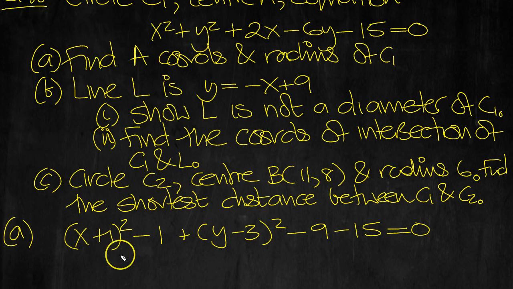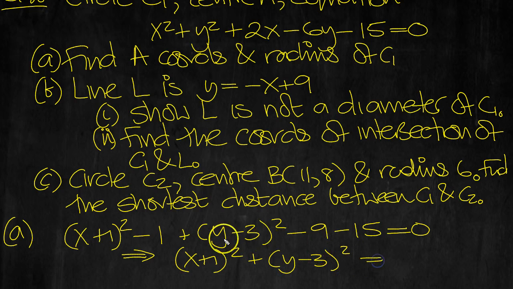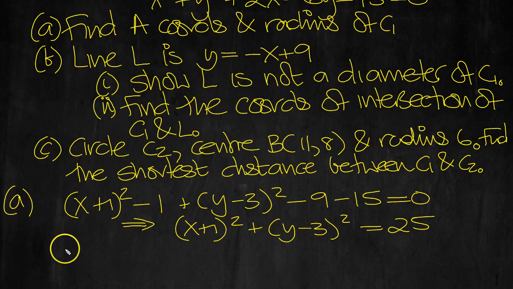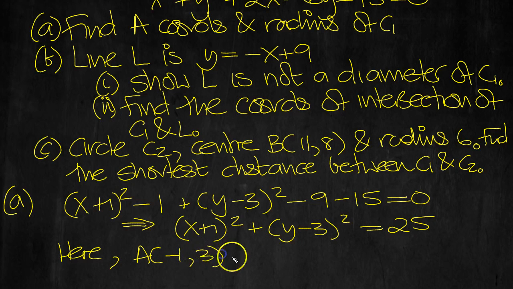So what have we got then? We've got x plus 1 squared plus y minus 3 squared equals minus 10 minus 15, which is minus 25. Move it through the equals to be plus 25. So A has coordinates, the center, minus 1 and 3, and the radius is the square root of 25.